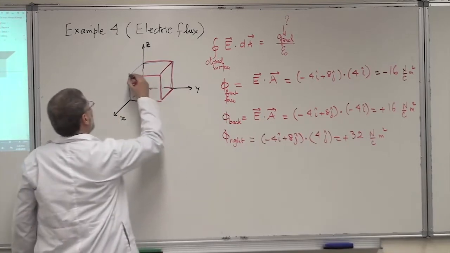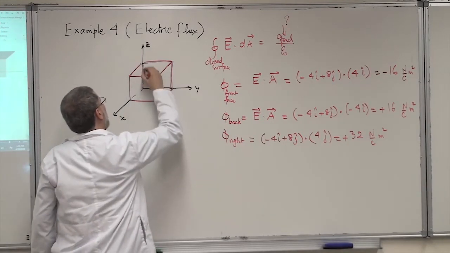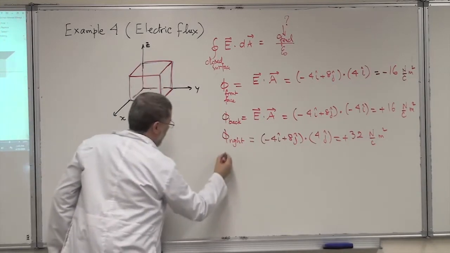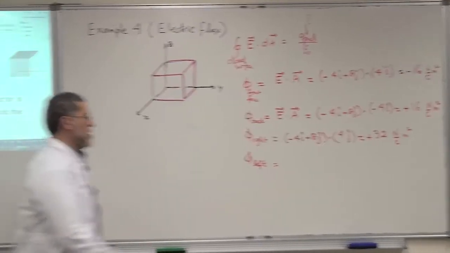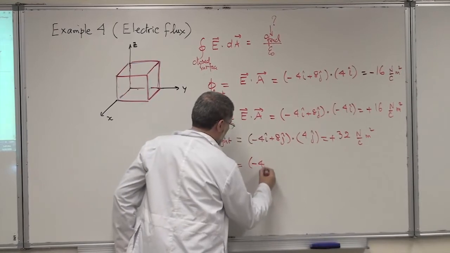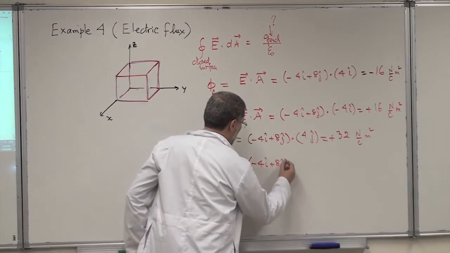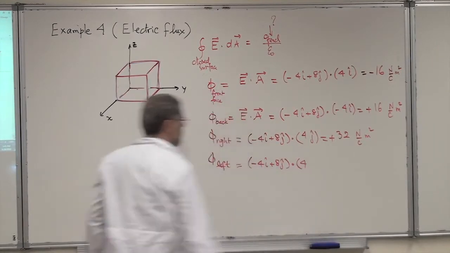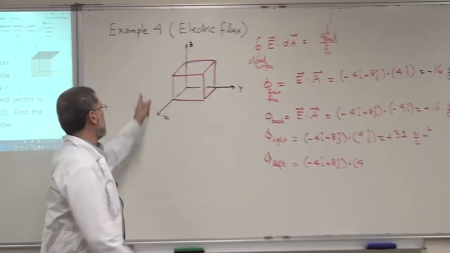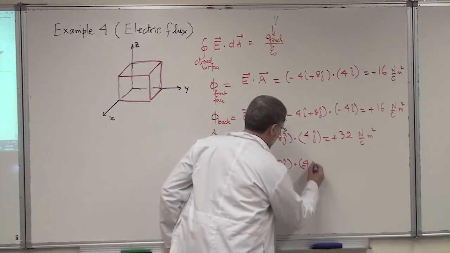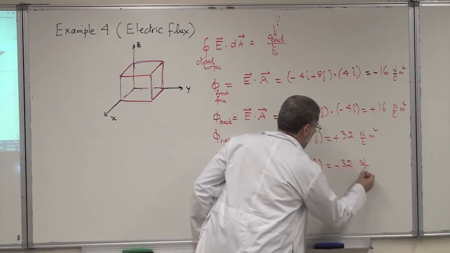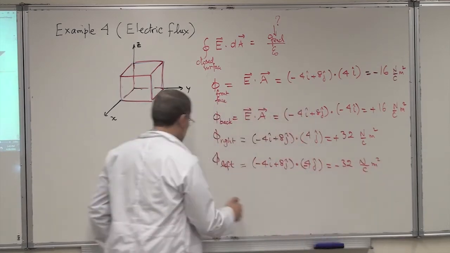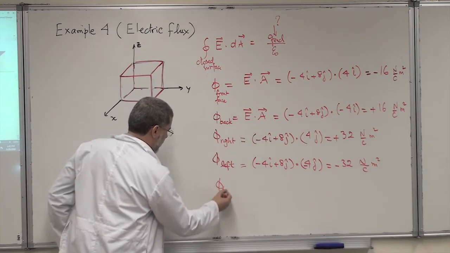Now we go to the left face, phi left, and calculate that flux from there. The electric field again is the same, minus 4i plus 8j dot what? Dot 4 for the magnitude of the area, and it will be minus j here. There will be minus j, and this will give you minus 32 Newton per Coulomb meter square. How about the flux through the top face?